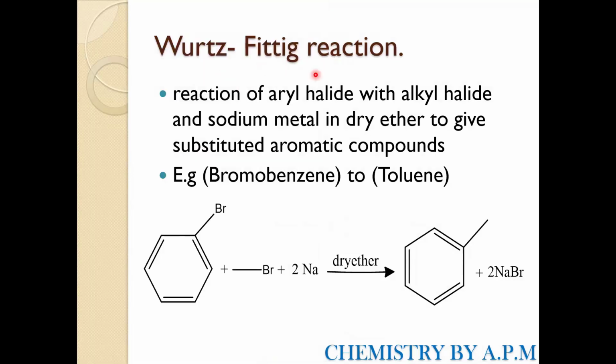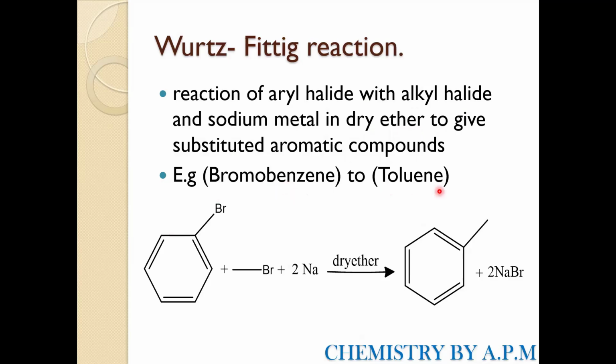Next one is the Wurtz-Fittig reaction. It is again similar to the Wurtz reaction. What happened in this reaction? A reaction of an aryl halide with the alkyl halide and the sodium metal in the dry ether, again the solvent is the same, that is the dry ether, to give a substituted aromatic compound. For example, conversion of bromobenzene to toluene.